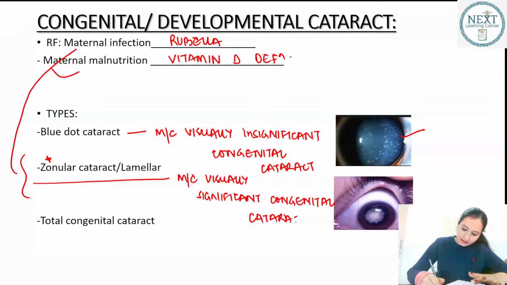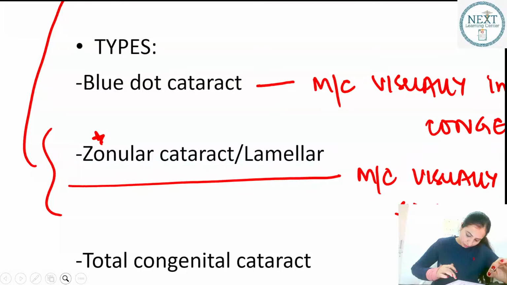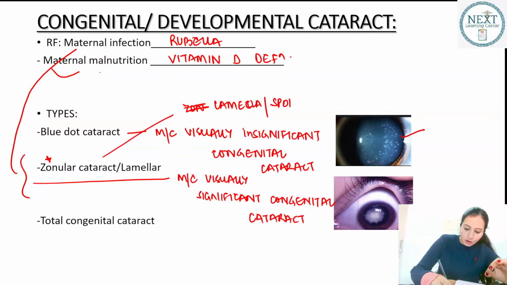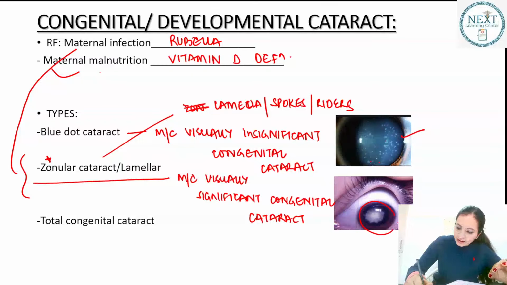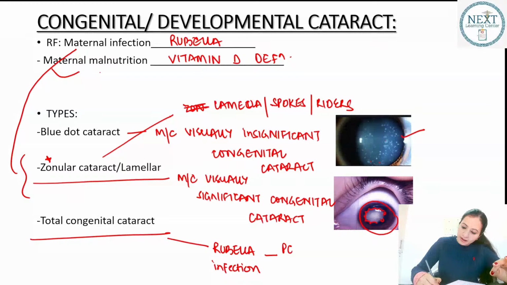Then zonular cataract is characterized by the presence of lamellae or spokes or riders. Now this is how your zonular cataract looks like. These are the spokes or the lamellae. Then total congenital cataract is characteristically associated with rubella infection, in which it is known as pearly white cataract.